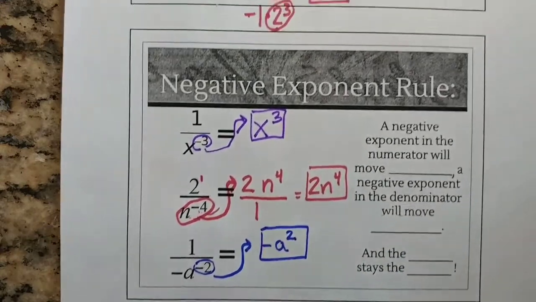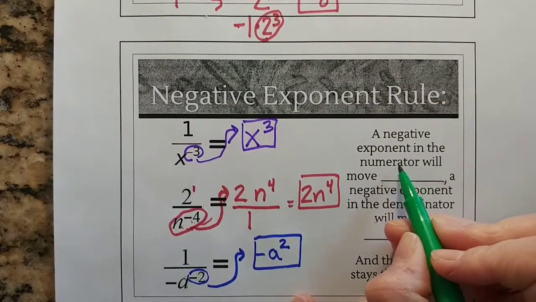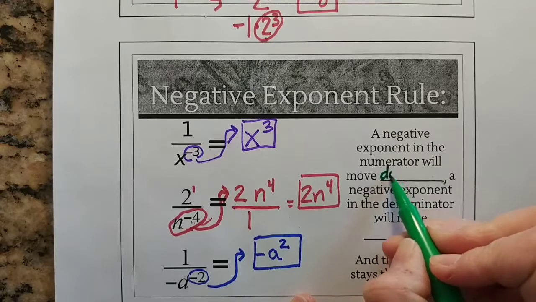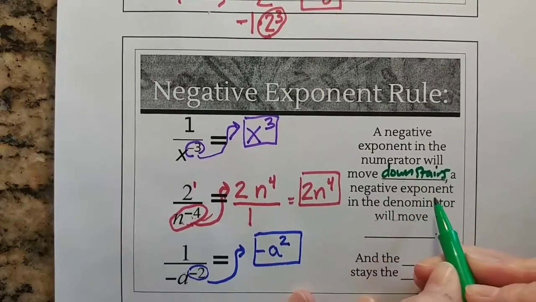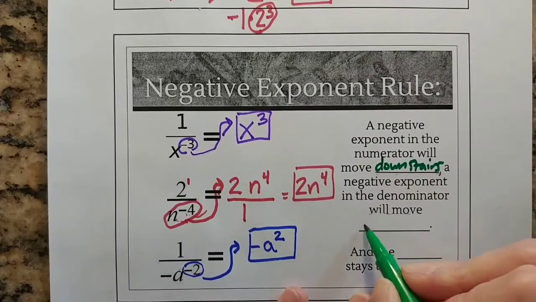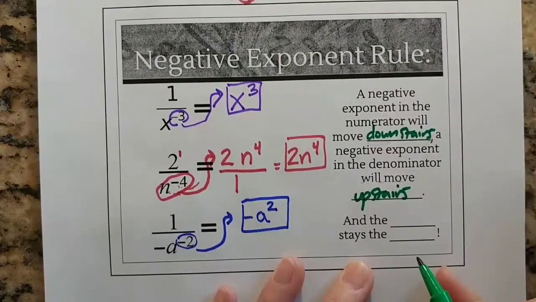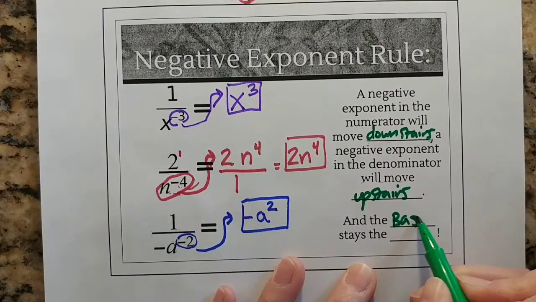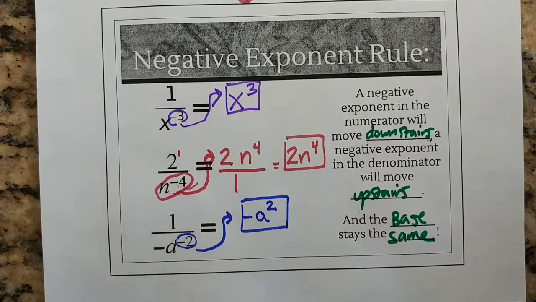Okay? So let's just review here. If a negative exponent is in the numerator, it will move downstairs. A negative exponent that's in the denominator will move upstairs. And, you guessed it, the base stays the same. All right.